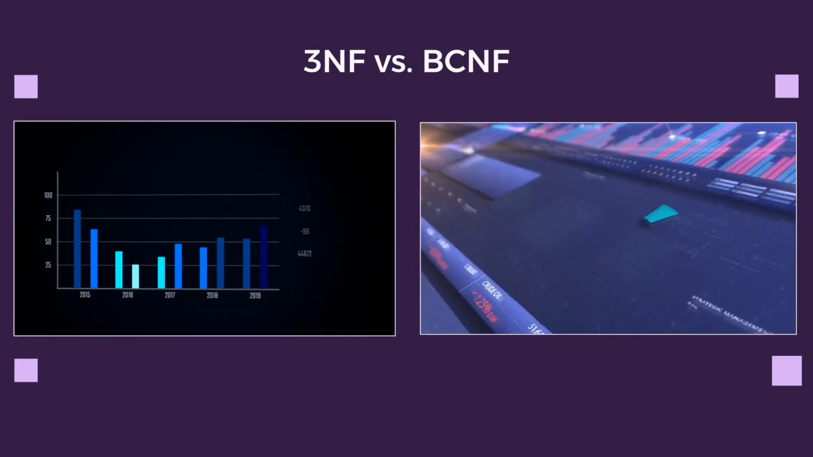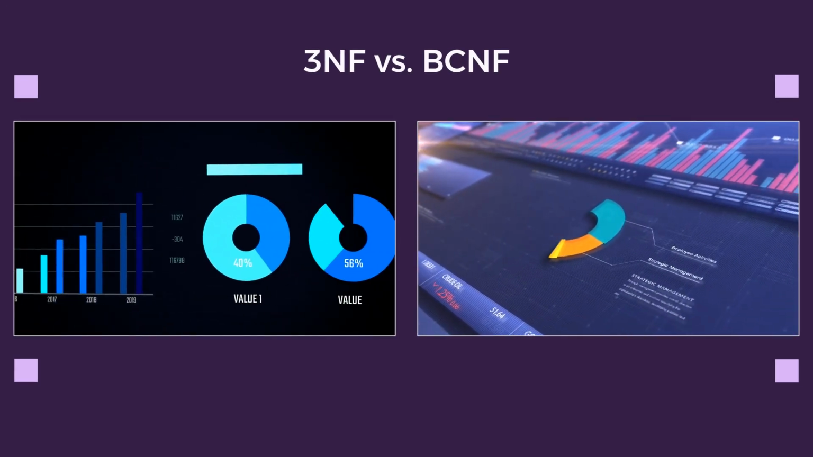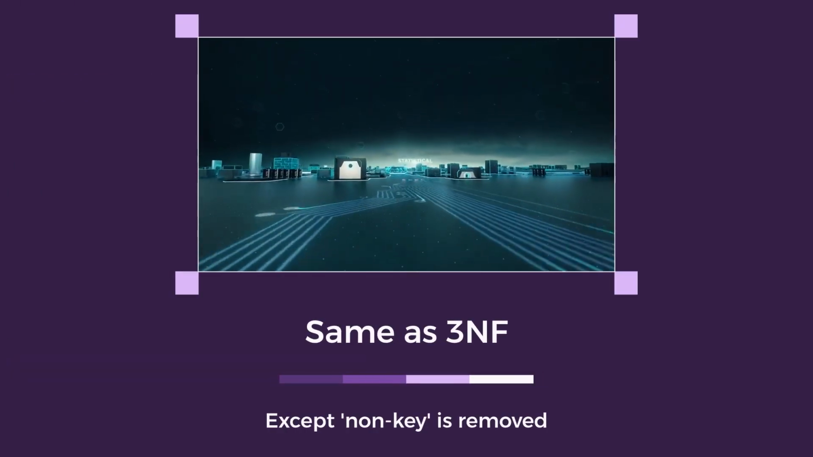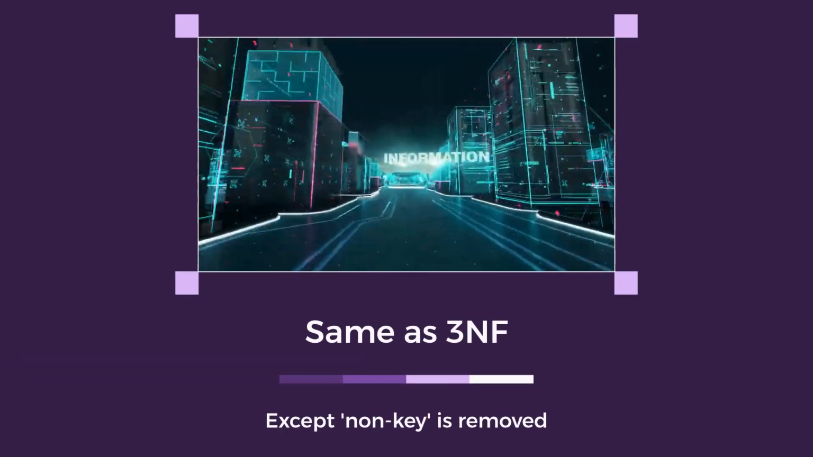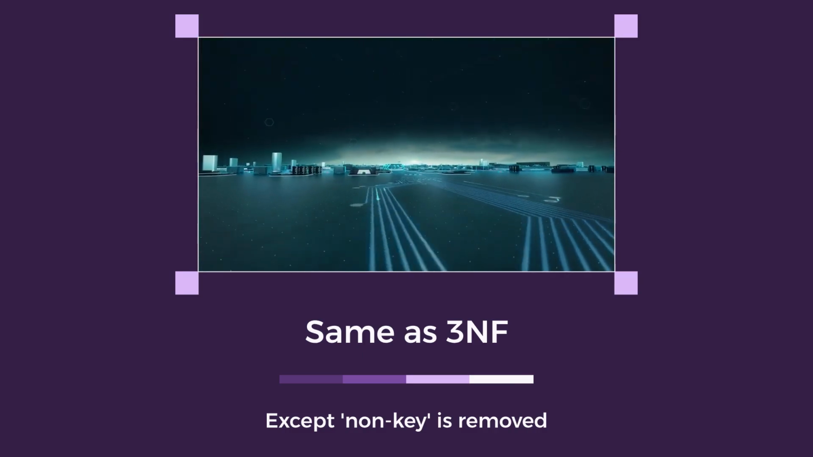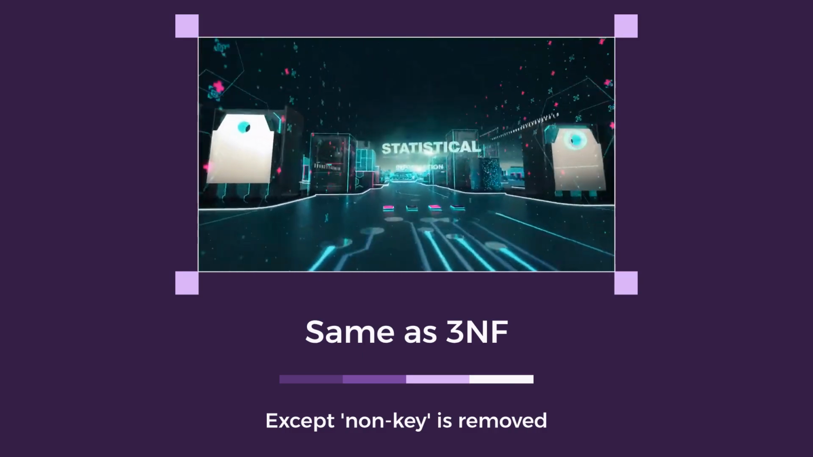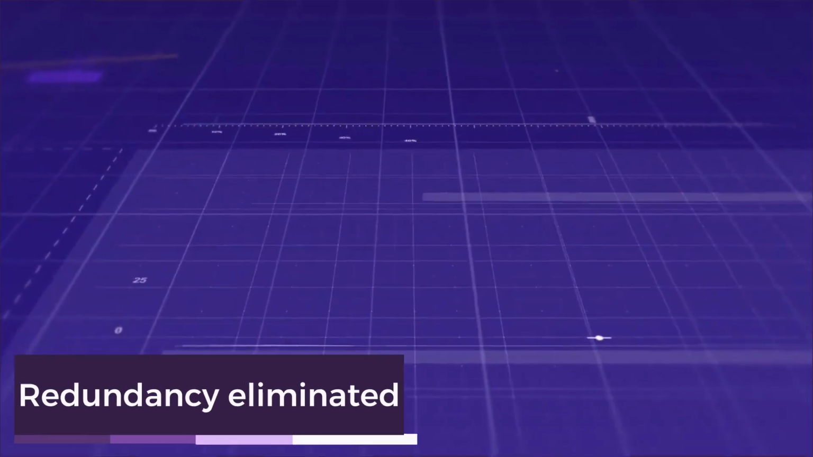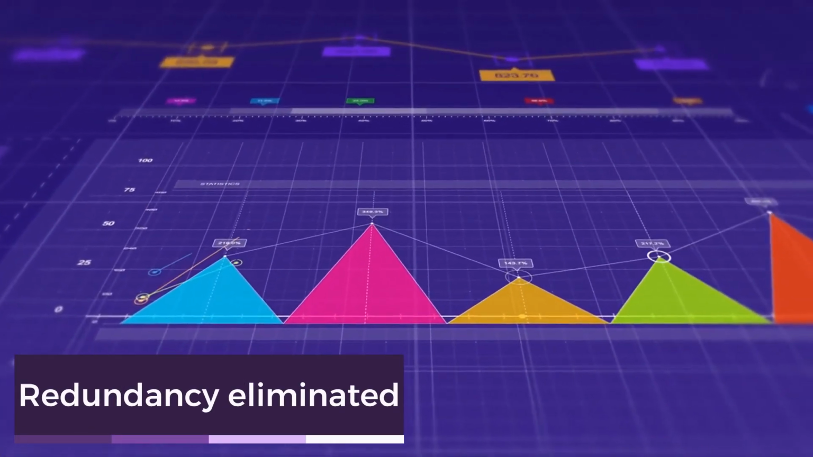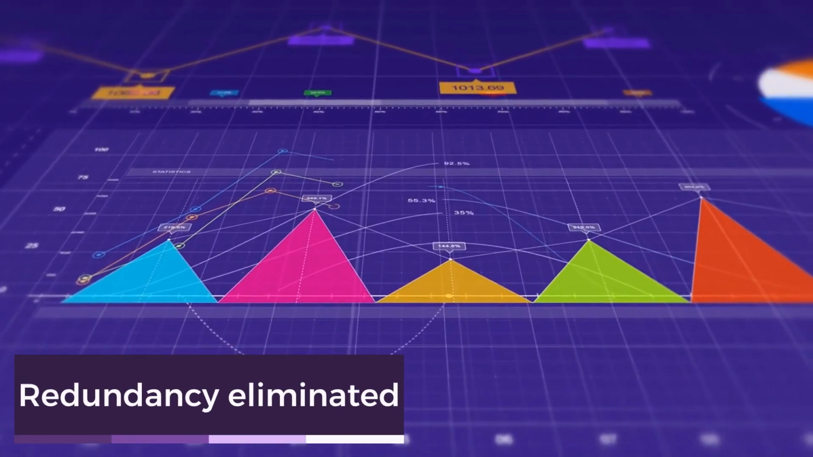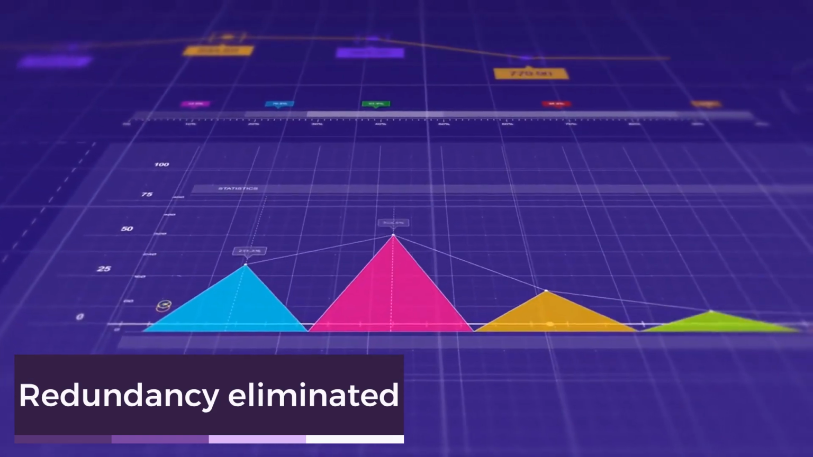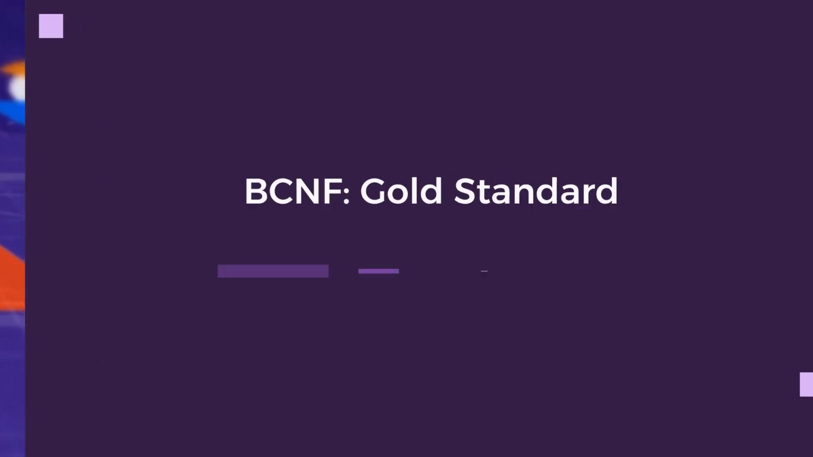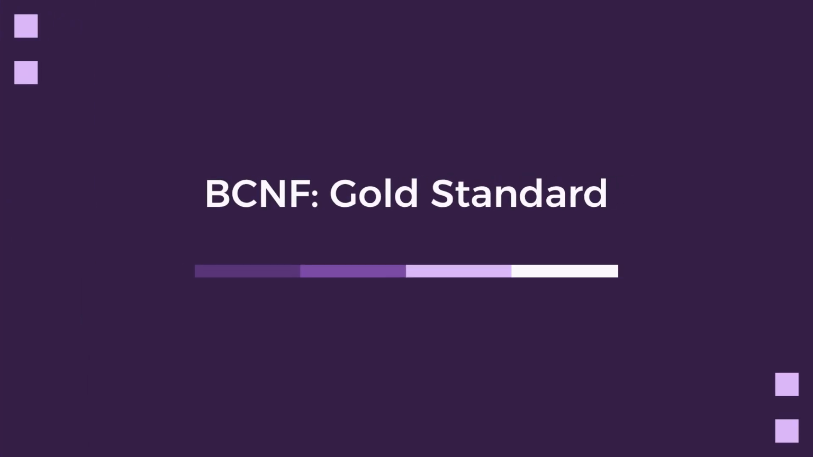Now let's compare the BCNF definition directly with the third normal form. The definition for BCNF is actually identical to 3NF, with one critical difference. The term non-key has been removed. It applies universally. By removing this restriction, BCNF ensures that all dependencies are on unique columns, successfully eliminating redundancy completely for functional dependencies.